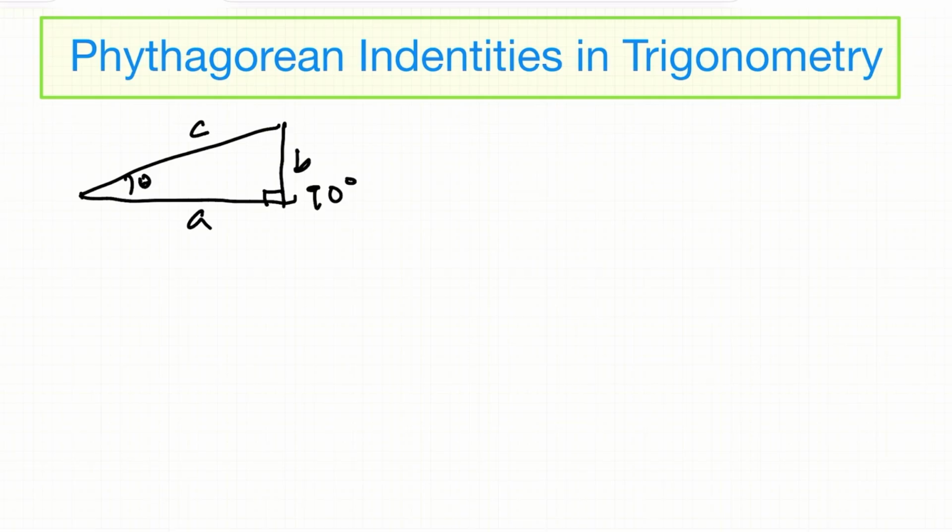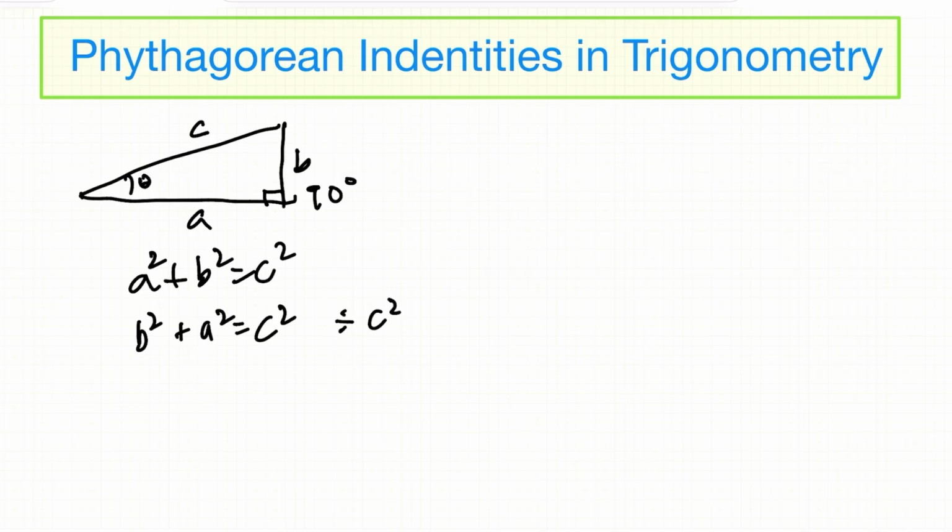And we know from the Pythagorean Theorem that a squared plus b squared is equal to c squared. We know that's a given. Now we can rewrite this as b squared plus a squared is equal to c squared, just rearranging the a and b terms. Now if we divide both sides by c squared, what we're going to get is b squared divided by c squared plus a squared over c squared is equal to c squared divided by c squared, which is equal to 1.